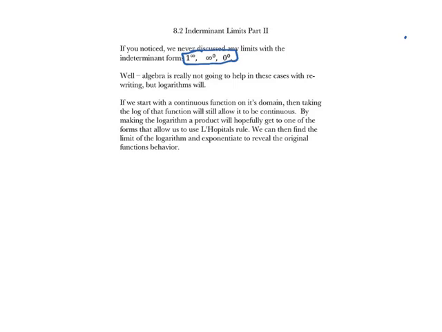As long as we start with a continuous function on the domain, then taking the log of that function will still allow it to be continuous. By making the log a product, bringing the exponent out front, we'll be able to rewrite that as a fractional form and then use L'Hopital's rule. We can then find the limit of the logarithm and exponentiate to reveal the original function's behavior.